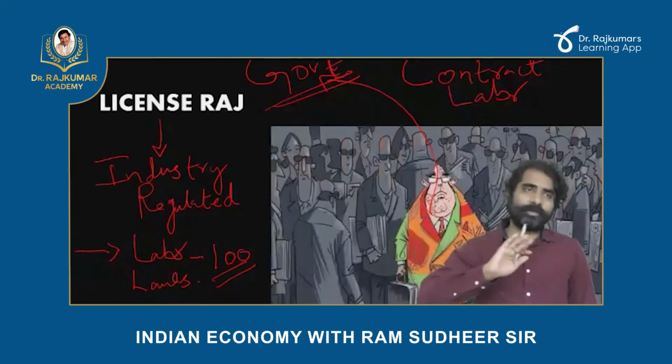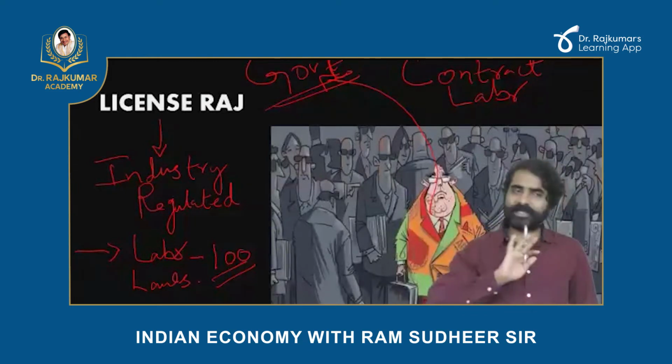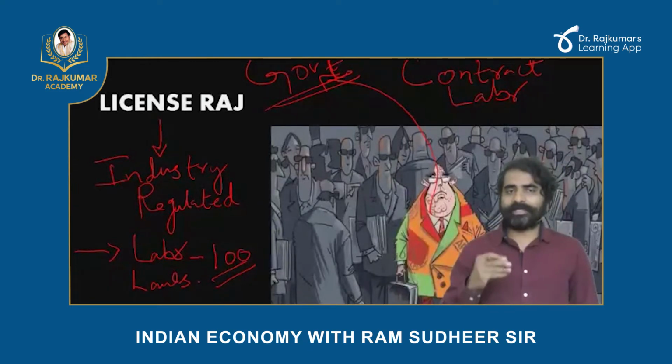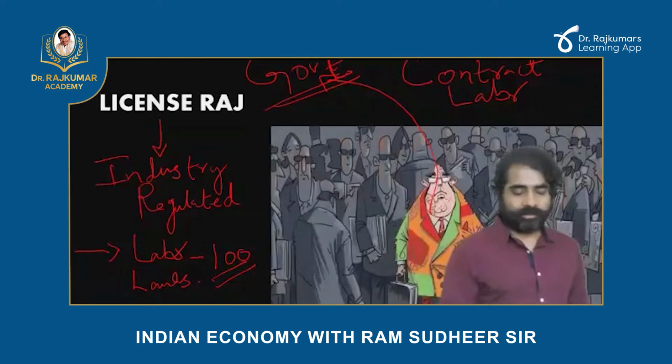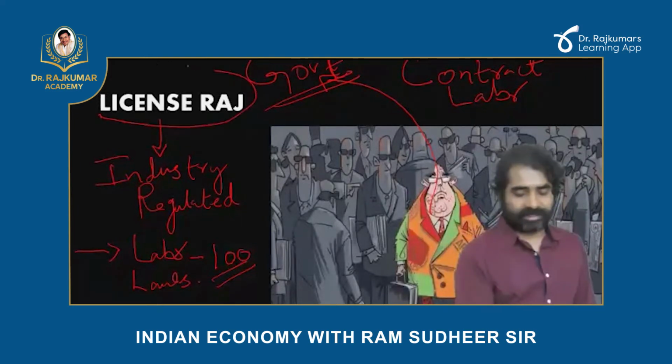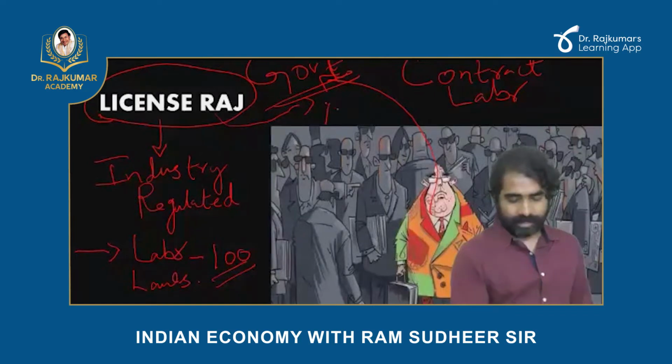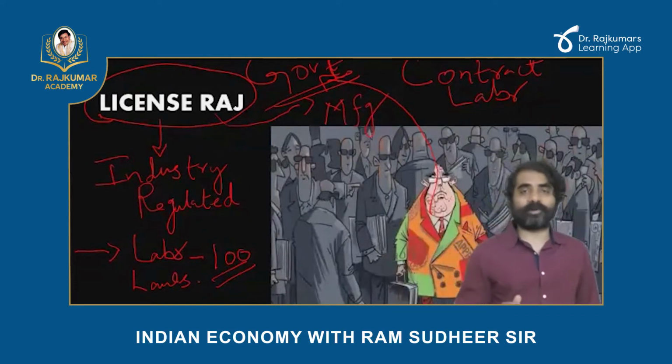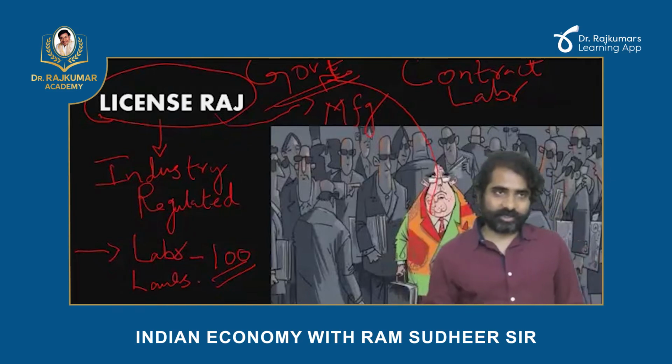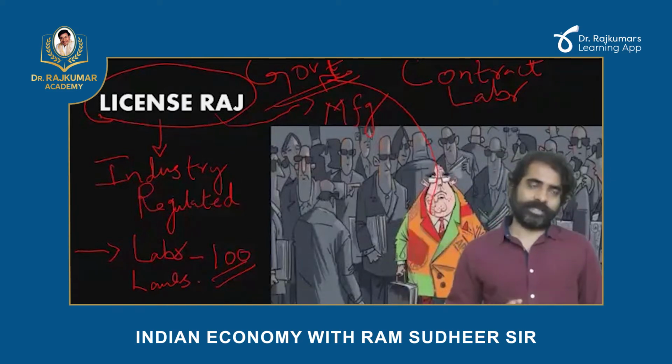You don't give them pension. There's nothing like health benefits, nothing. Okay, so they started managing with contract labor. Now, because of this license Raj era, our manufacturing industry was suffering. So there was not much profit. No industries could develop properly during this period of time.